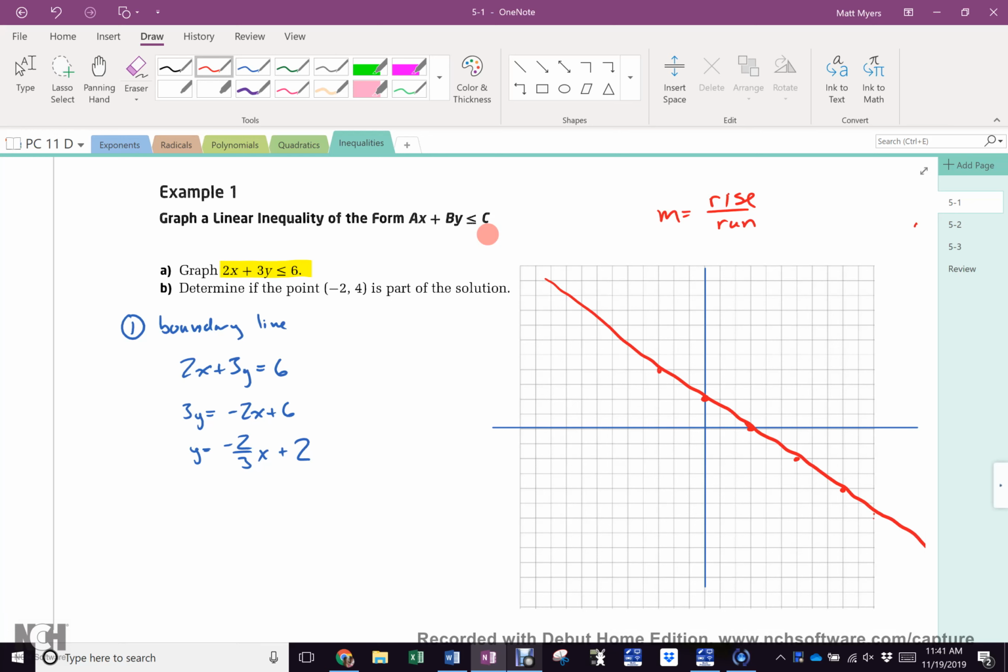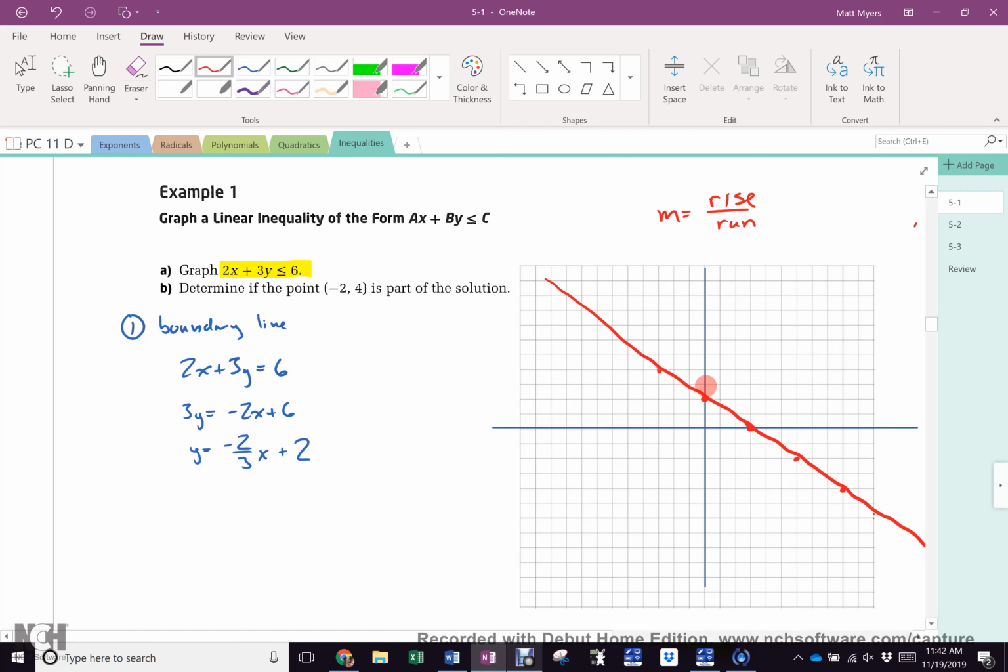Once we have drawn that boundary line, we have split the coordinate grid into two sides. Half of the coordinate grid is where our answers live. Half of the coordinate grid are not answers to our question. How do we decide where the answers are? We take a test point.